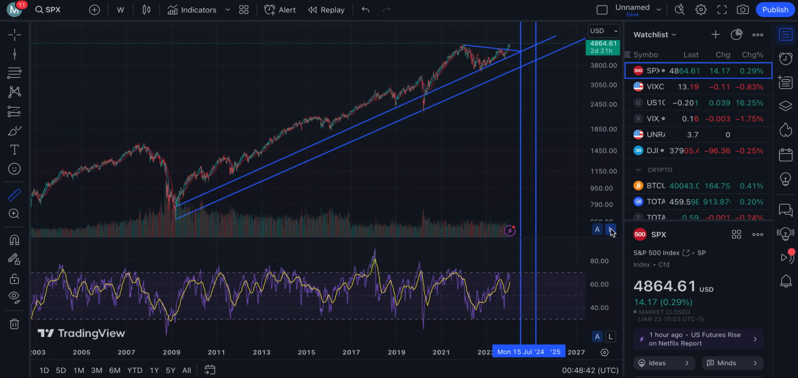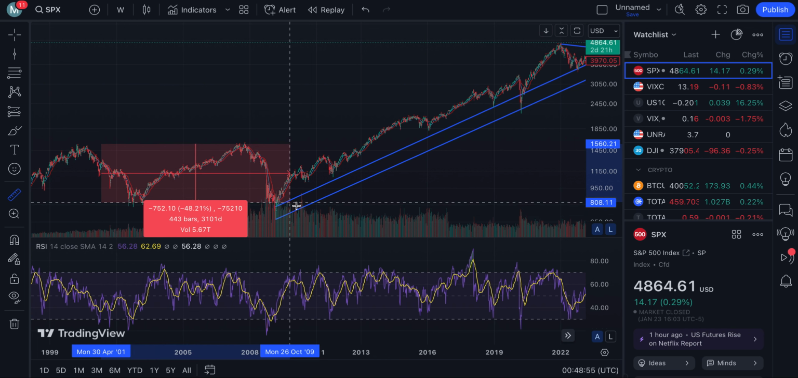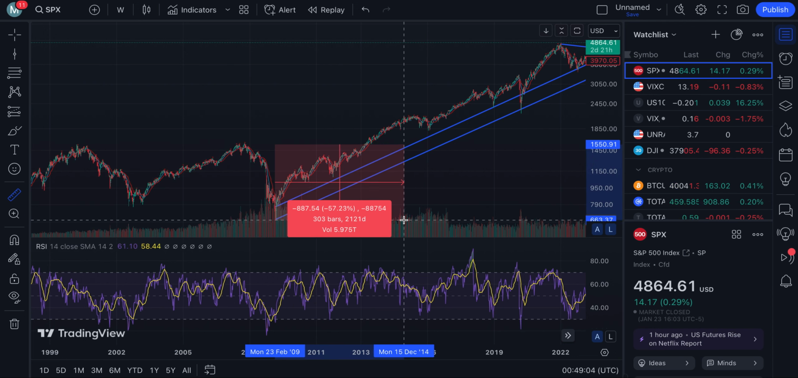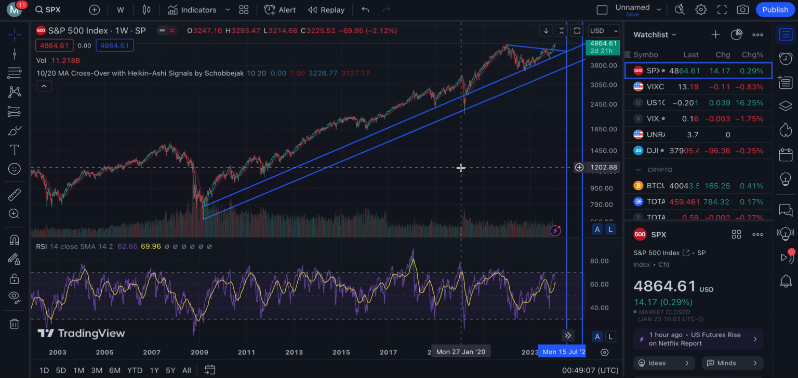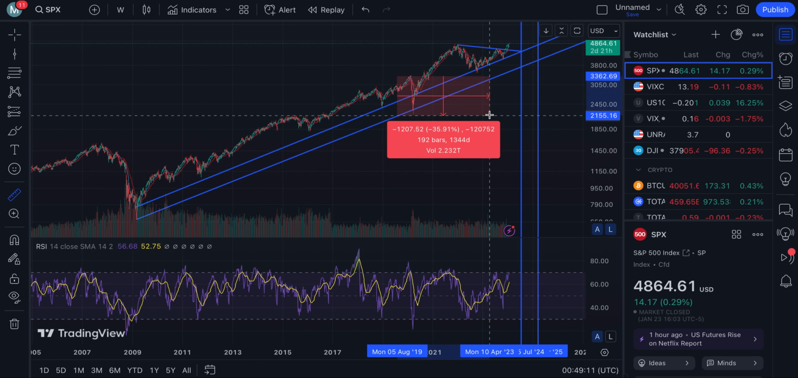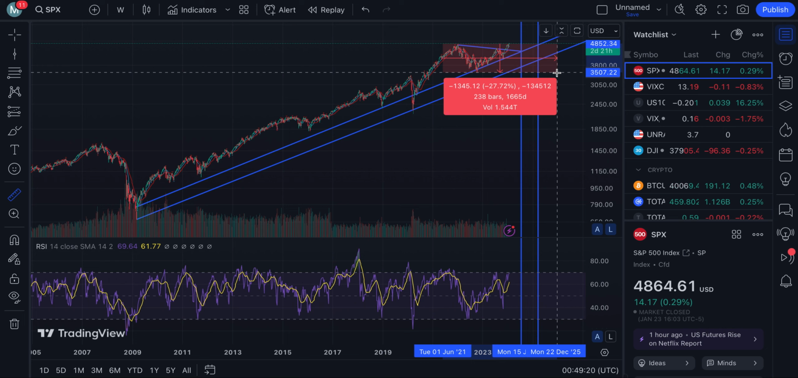Here is a look at the S&P 500 since the dot-com bubble crash. Okay, let's measure these out. This was about a 50% crash. And then the great financial crisis is about a 57% crash. This was the COVID crash, a 35% correction. And most recently, we did get somewhere around a 28% correction in the S&P.